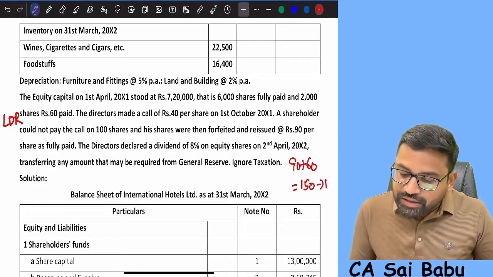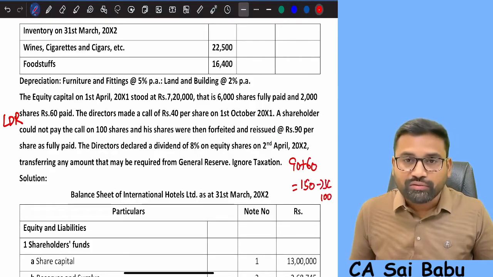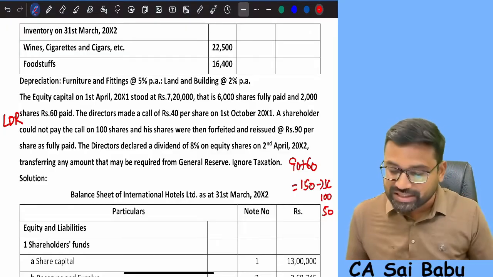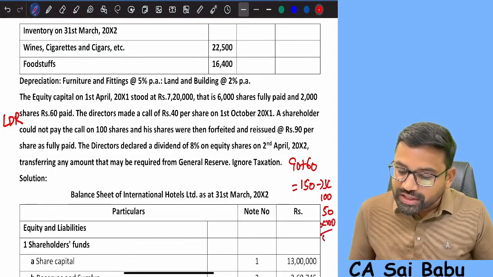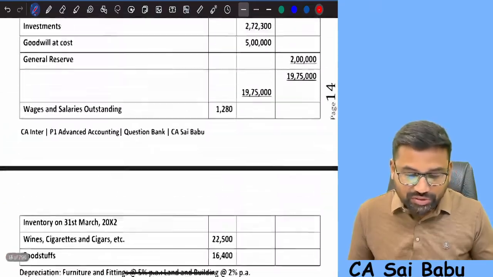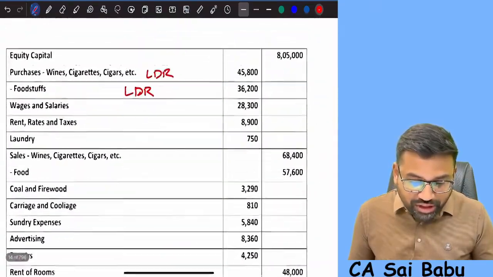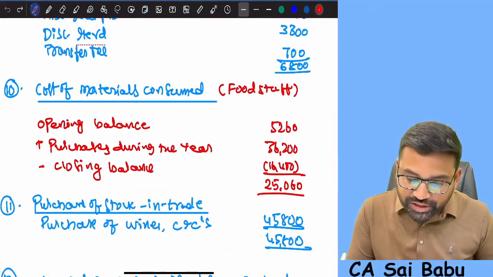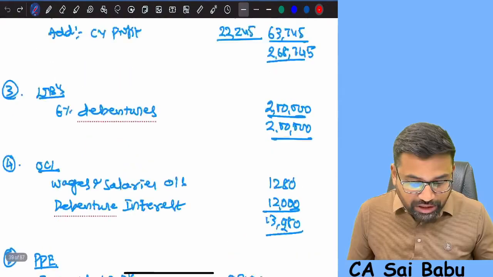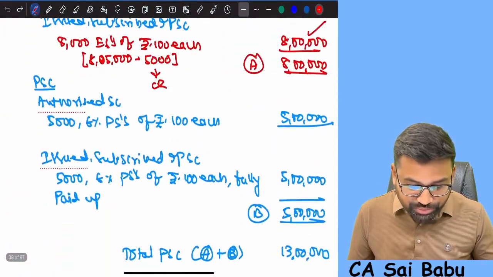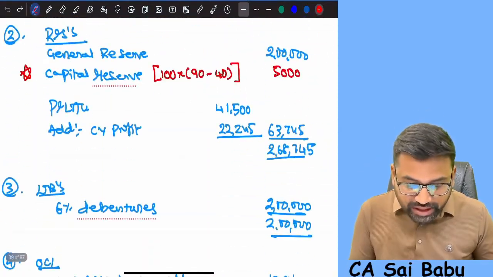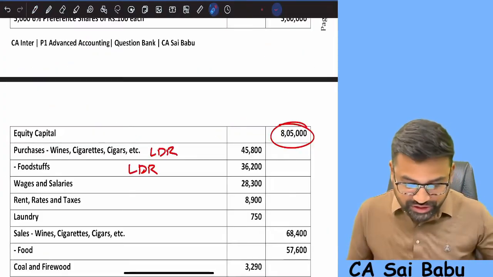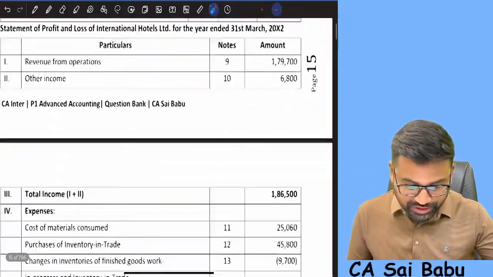But to the share capital, obviously only the face value will be transferred. Therefore, the extra 50 rupees we received in respect of the forfeited shares, 50 into 100, 5,000, will be transferred to capital reserve account. But in this question, what they have done is, they have included it as a part of share capital. So therefore, we need to remove it from the equity share capital and we need to show it as a part of capital reserve. This is an important adjustment here. So when you are presenting reserves and surplus, capital reserve 5,000. So this is illustration number 4, important adjustments.